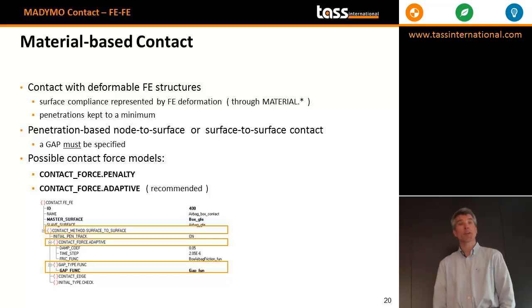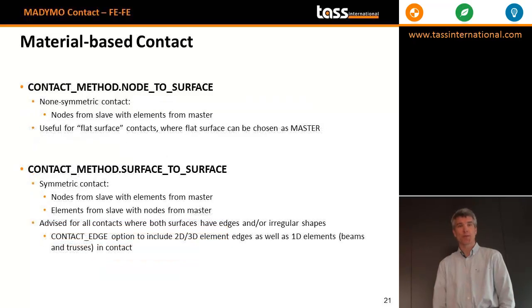Within the material-based contacts, there are two contact force models available, penalty and adaptive. In this example, you see an example of an adaptive, and that is also the recommended way to define your contact instead of penalty. In almost all cases, this is the most robust way to model it. As you can see, you have to define a gap. There's also something like a contact edge, that means an edge contact. It's an adaptive with some damping and a time step and a friction coefficient.